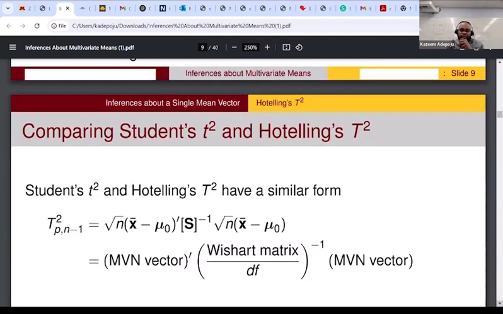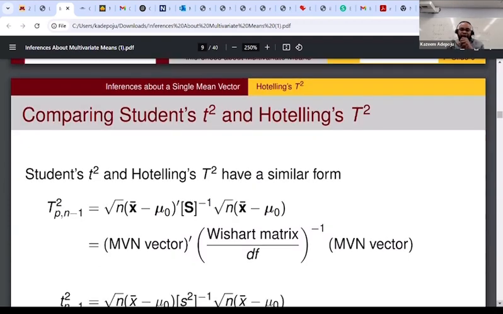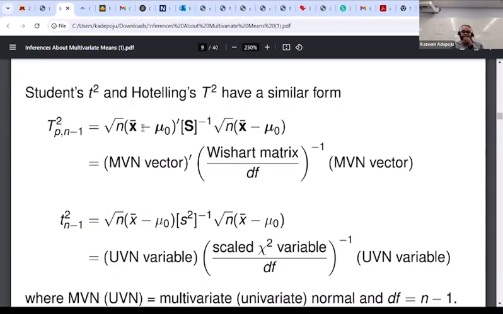Now, I want to compare the Student T-squared, because the conventional t-test in the univariate case is actually called the Student t-test, with the Hotelling T-squared. Hotelling's T-squared is what we use in the multivariate case. Take a look at this.